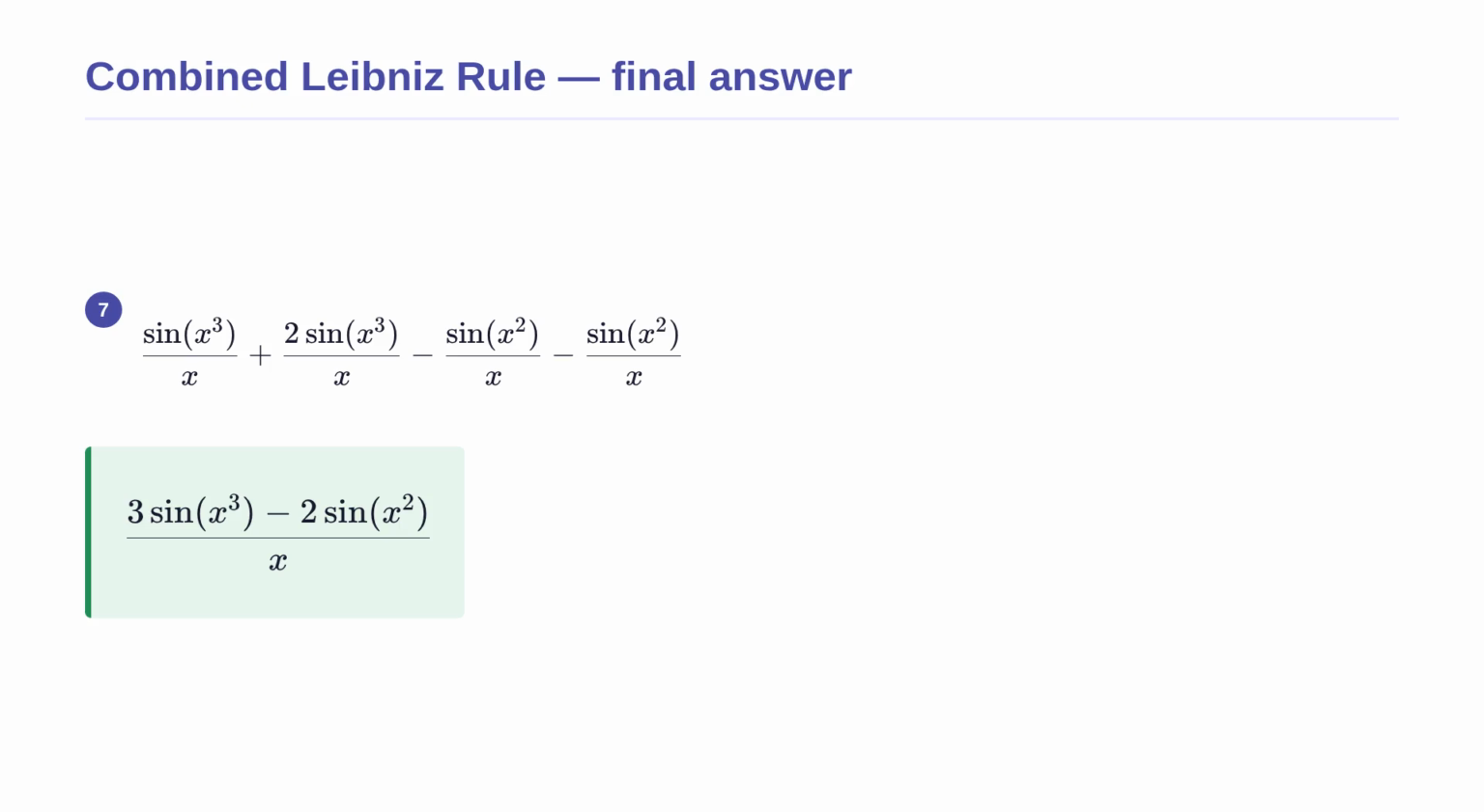We have one sine of x cubed term from the integral evaluation and two more from the upper boundary, giving us a total of 3. We have a negative sine of x squared term from the integral and another negative one from the lower boundary, giving us negative 2. This final expression perfectly captures the total rate of change of the complex integral. It successfully accounts for both the changing function inside and the expanding boundaries of the integration area. This demonstrates the full incredible power of the combined Leibniz rule.